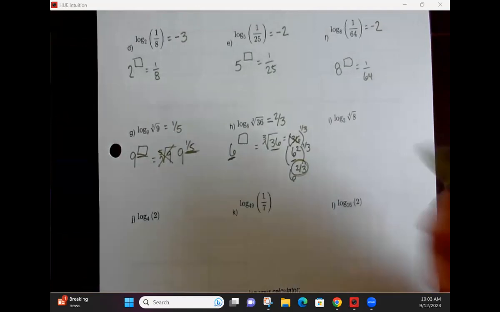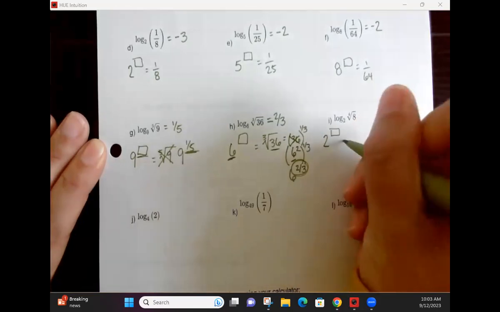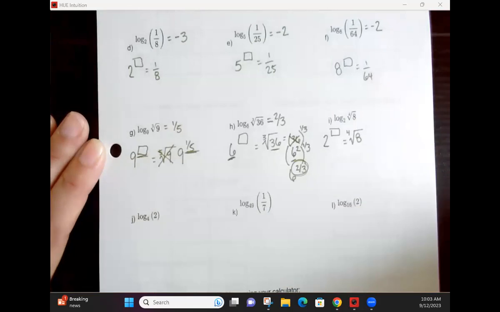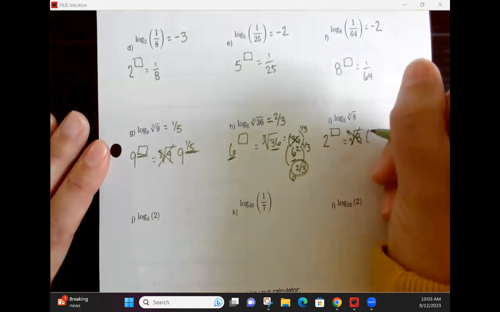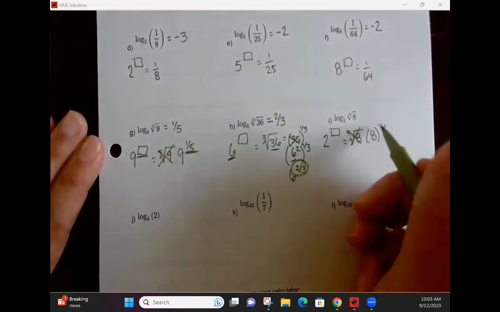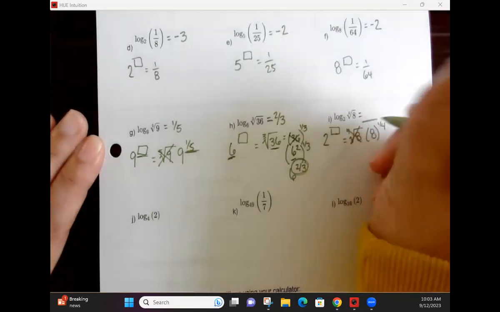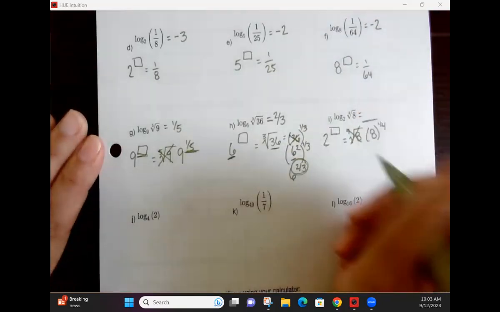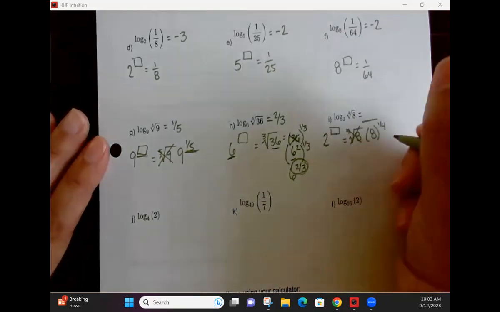Okay, I'll go through the next one a little slower. So I'm asking, 2 to what power would give me the 4th root of 8? I'm going to start by writing this as 8 to the 1/4 power. So I'm dealing with an exponent, which is what I'm trying to find here. The problem still is that we don't have the same base, right? 2 to some power is not the same as 8 to some power. So I have to rewrite the 8 as a power of 2.